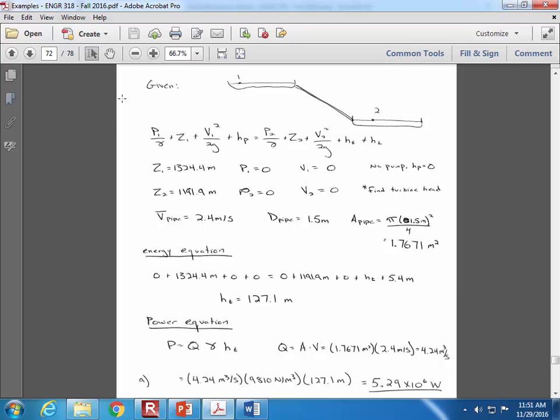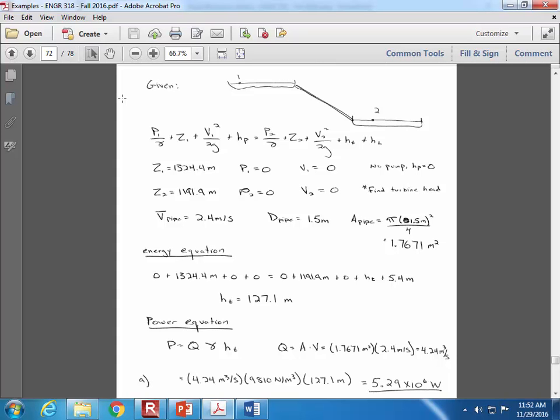So it's really helpful to pick certain spots as location 1 and location 2 where you can cancel a lot of things out of the energy equation. And on the whiteboard here, I tried to guide you towards making that assumption that location 1 is at the water surface of the elevated reservoir and location 2 is at the water surface of the lower reservoir.